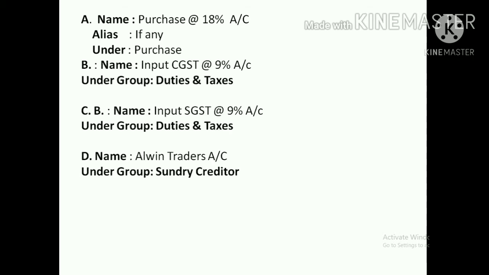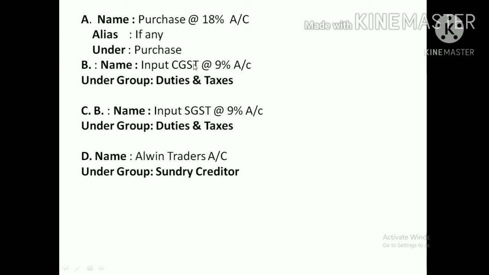Next we have the remaining 3 ledger accounts. First, create Input CGST at 9%. That comes under Duties and Taxes. Is that a duty? No. Is that a tax? No. So Input CGST at 9% should come under the group Duties and Taxes. Then one more: Input SGST at 9%, which also comes under Duties and Taxes.